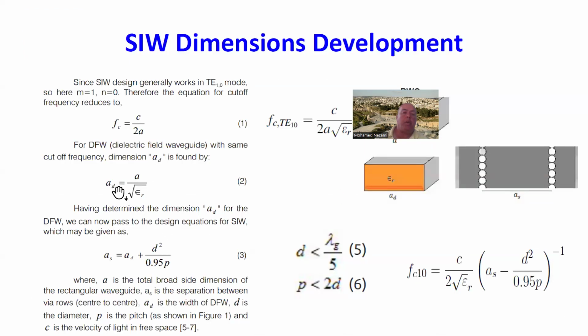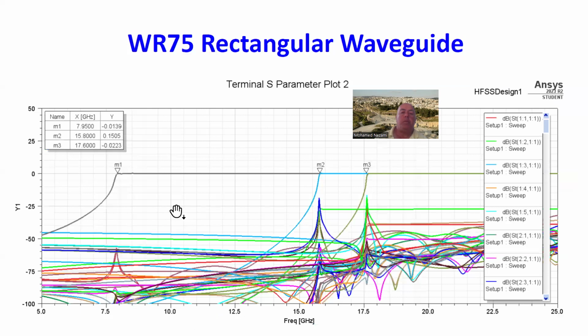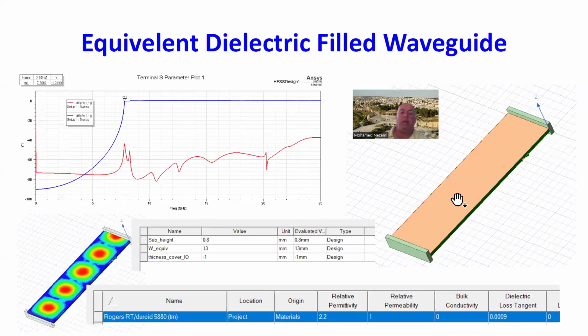So I figured out what the AD has to be. And of course, the height is the substrate height. And then that's basically what I got. So if I do this, I come up with exactly the same cutoff frequency. And the dimension in this case, the equivalent dimension, was really 13 millimeters.